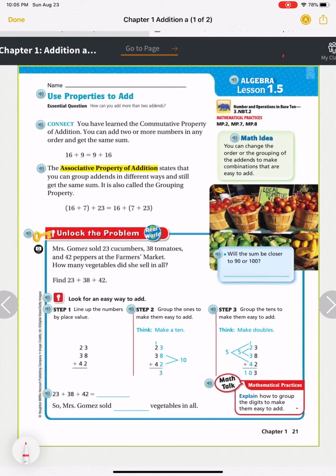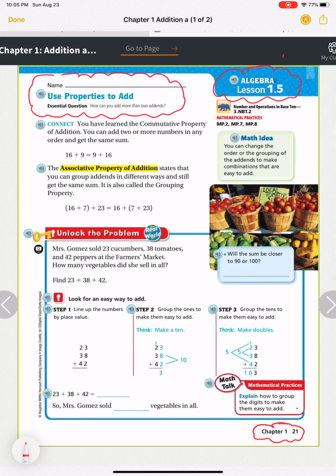All right, here we are in lesson 1.5, and we are on page 21. It is use properties to add. Our essential question at the top of the page asks us, how can you add more than two addends?